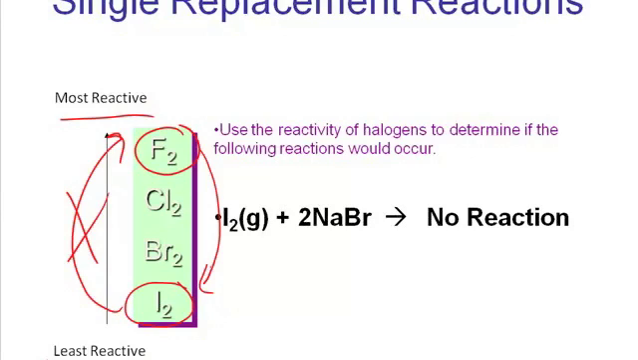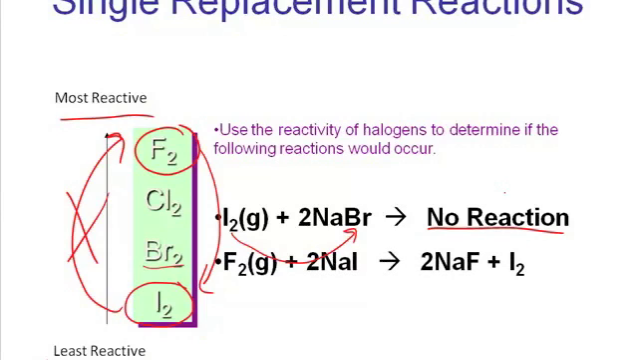So taking a look here, iodine cannot replace bromine because bromine's higher on the list, so therefore no reaction happens. However, fluorine can come in and replace iodine because it's higher on the list, and therefore you will get this as a reaction.